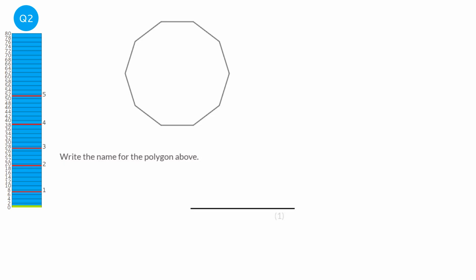With this question, we need to first of all count how many sides this polygon has. So it's going to be 1, 2, 3, 4, 5, 6, 7, 8, 9, 10. So it's 10 sides. And we just need to know that a 10-sided shape is a decagon. Now we are expected to know all of the names of shapes between 3 and 10 sides, so if you don't know them already, just sit down and learn them.